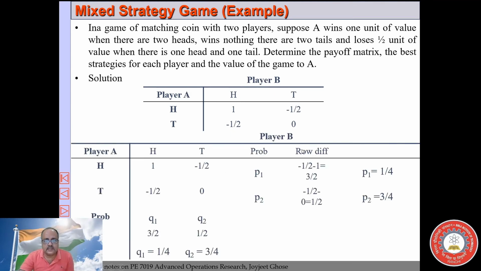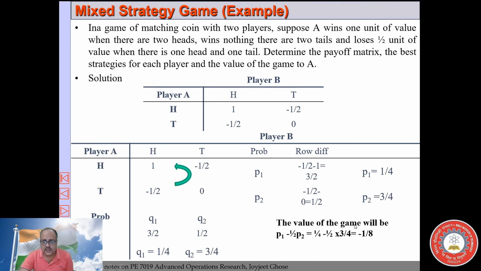And if you solve this, minus half minus 1 will give you minus 3 by 2, which is basically 3 by 2, and minus half minus 0 will give you half. So half divided by half plus 3 by 2 will give you 1 by 4, and 3 by 2 divided by the summation of these two will give you 3 by 4. Similarly, you can find Q1, Q2, and the value of the game, which comes out to be minus 1 by 8.